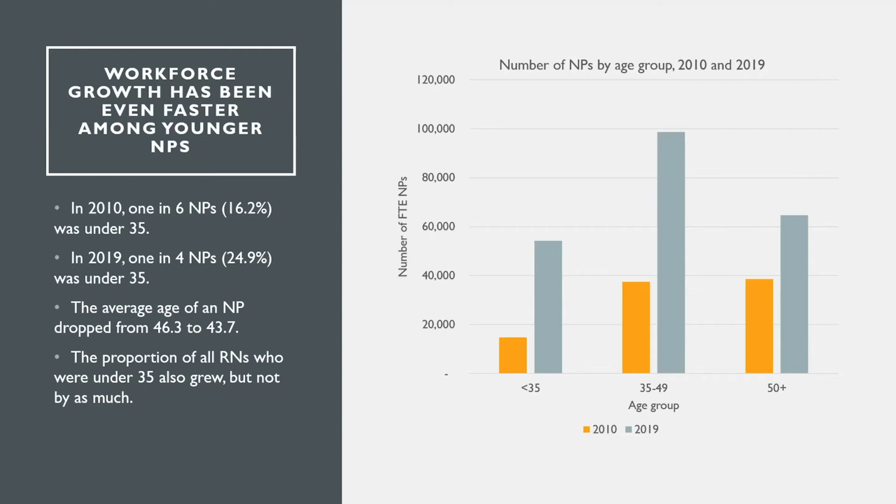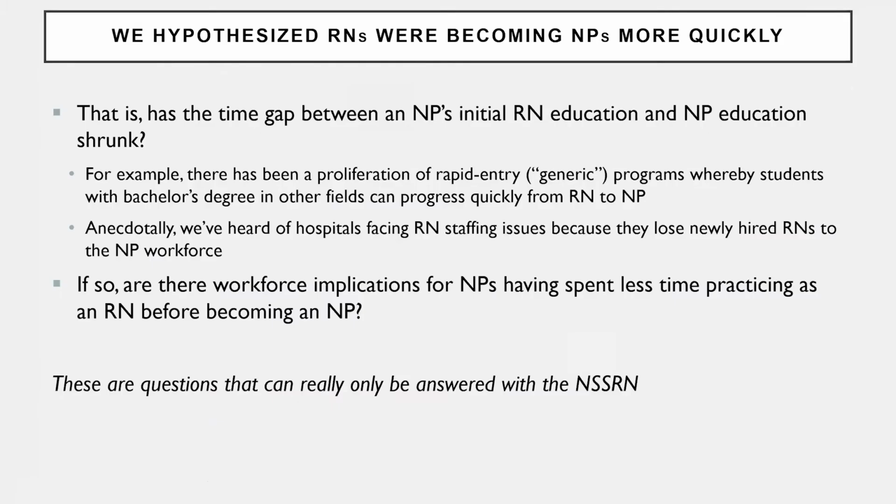Okay, now let's go ahead. So we had this hypothesis that we thought RNs were becoming NPs more quickly. Specifically, has the time gap between when you obtain your first RN education and when you become an NP shortened? And another reason we thought this might be true is there's been a growth in the number of educational programs, especially where students maybe with a bachelor's in some other field can go into nursing and fairly quickly progress directly to an NP in not that many years.